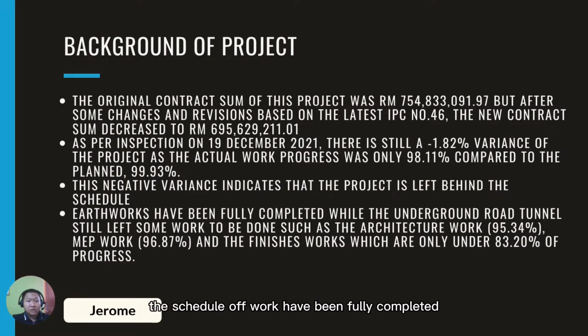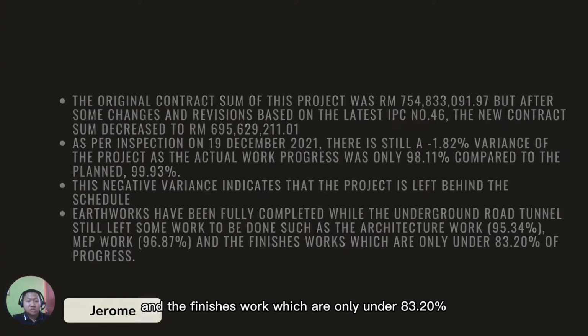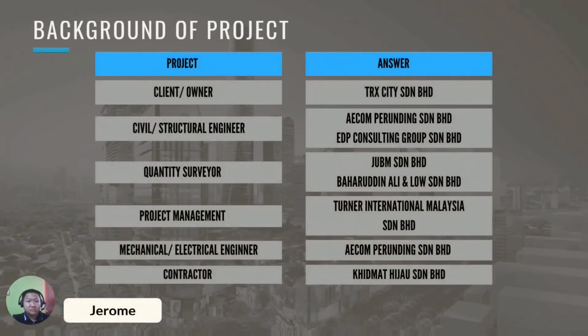Earthwork have been fully completed, while the underground road tunnel still left some work to be done, such as the architecture work, 95.34%, and MEP works, 96.87%, and the finishes work, which are only under 83.20% of the work progress. So this is the summary.